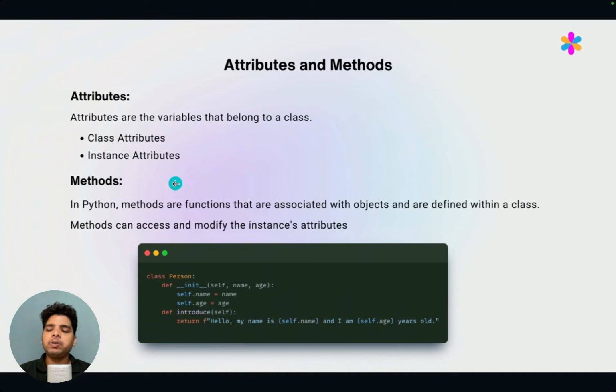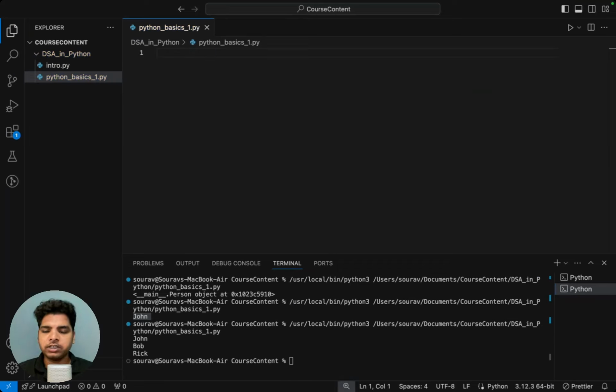Now, there are two kinds of attributes, class attributes and instance attributes. Let's try to understand. Let's take an example. Let's create a class called Student.